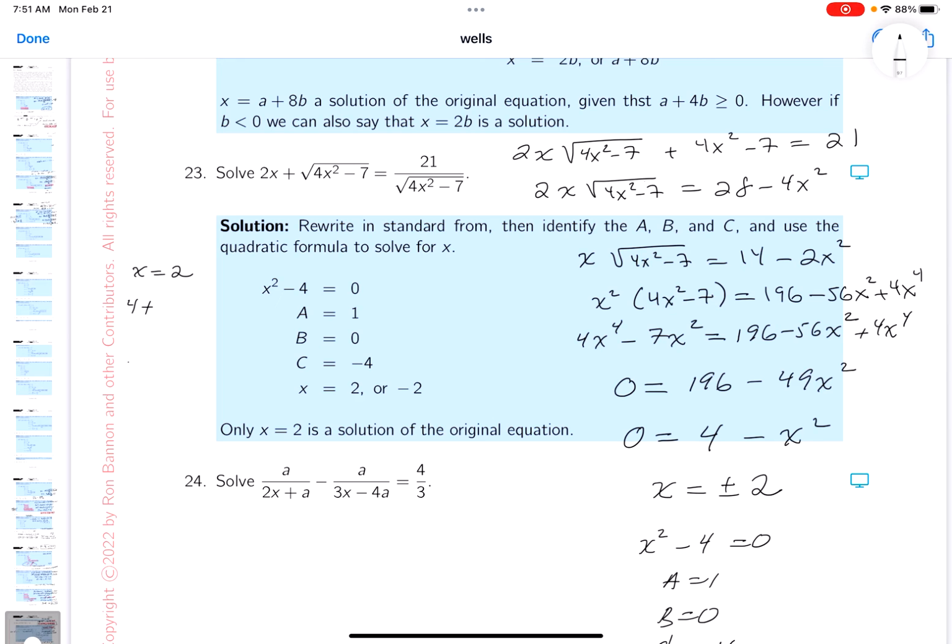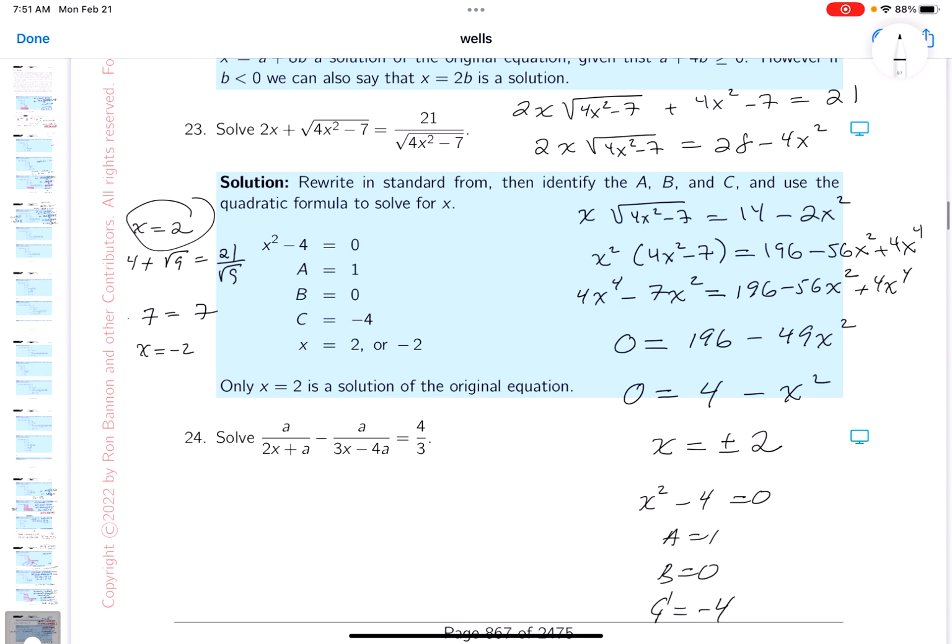2 squared is 4. 16 minus 7 is 9. That's pretty simple. 21 over root 9. What do you get there? 7 equals 7. So this works. Let's try minus 2.